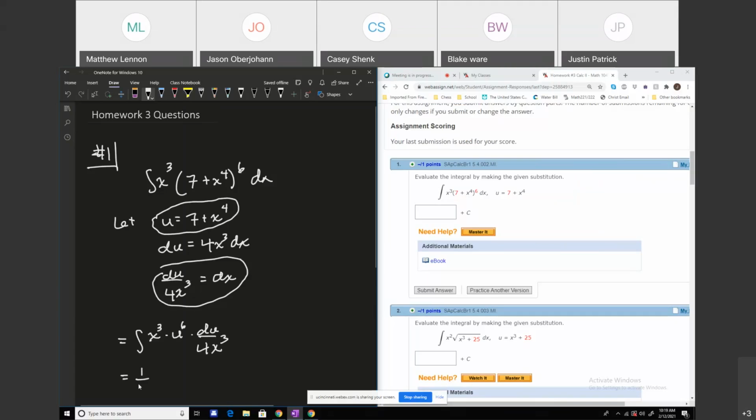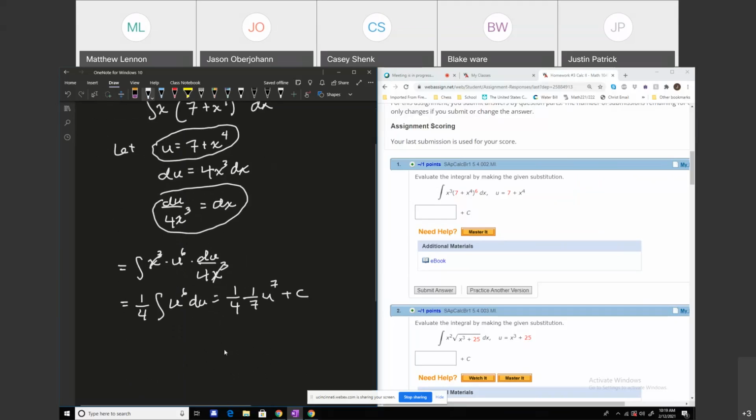So I'm going to pull the 1/4 out in front. The x cubes cancel. So I've just got the integral of u to the sixth du, which should be 1/4 times 1/7 times u to the seventh plus a constant. And we're going to want to switch back to x's. So we'll have 1 over 28 and then change u back to 7 plus x to the fourth raised to the seventh plus your c. And that is the antiderivative there. Let's go ahead and check that.